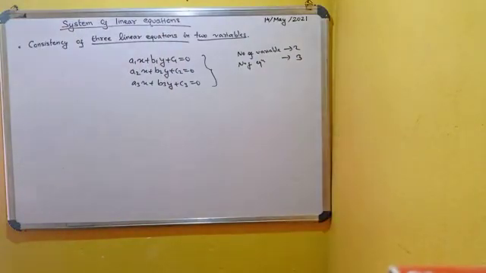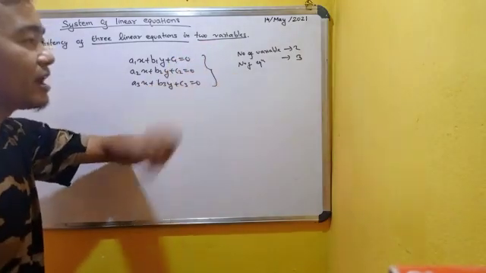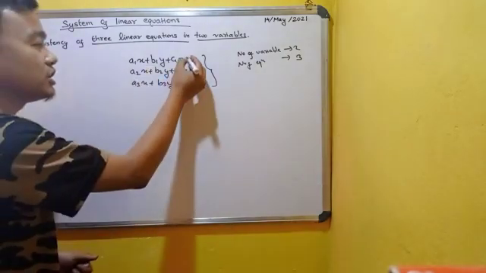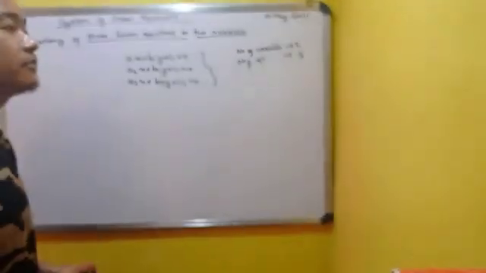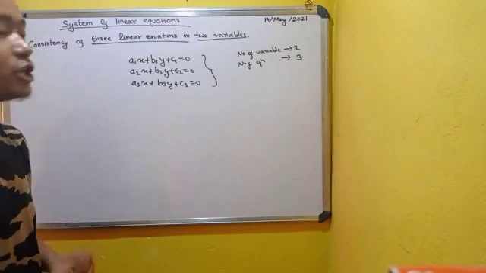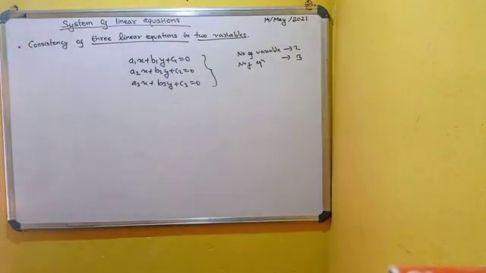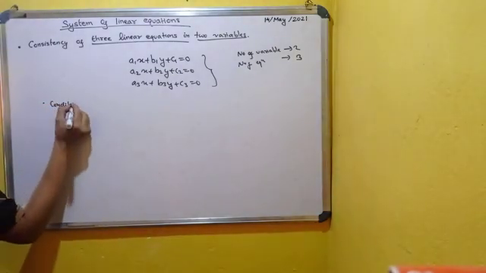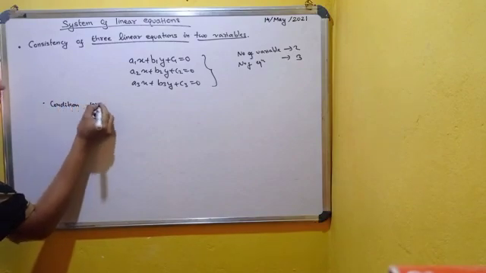So students, a very important thing, during examination don't get confused with this and Cramer's rule. Remember, in Cramer's rule the number of equations and the number of variables are always equal, but in this type of question the number of variables and the number of equations are not equal. So now let us write the condition for consistency.